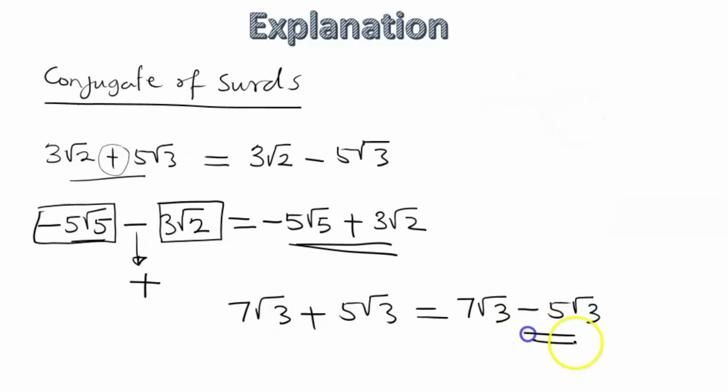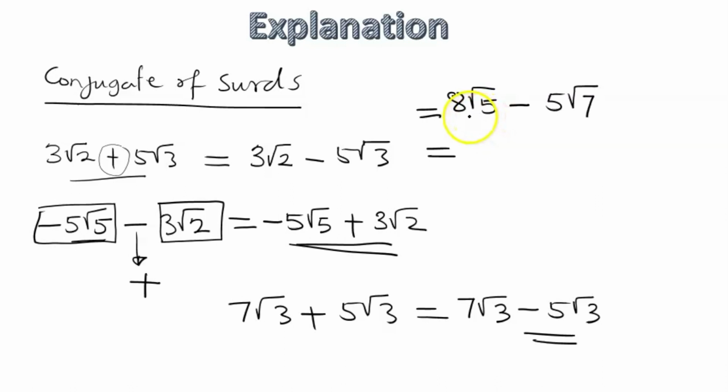Let's also do one more. Can everybody just try this? Let's say we have 8 root 5 minus 5 root, let's say root 7. Can we try? I believe we are doing it. That's very good. Some of us are doing really well.